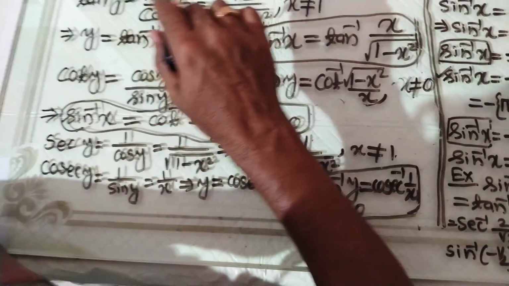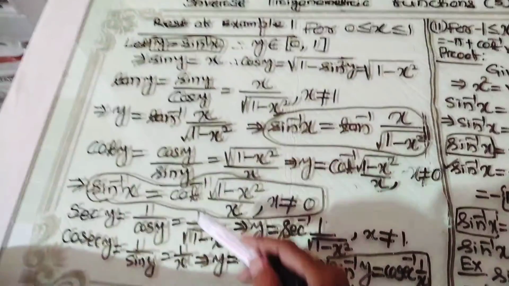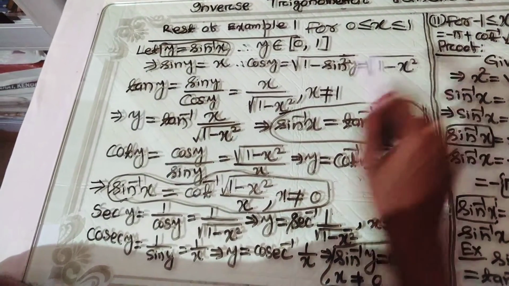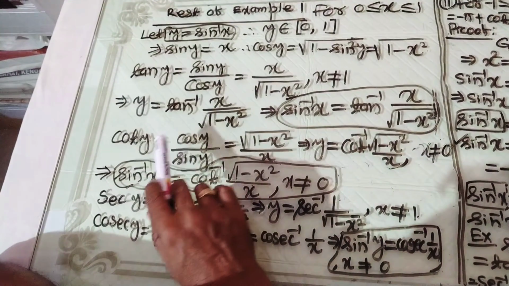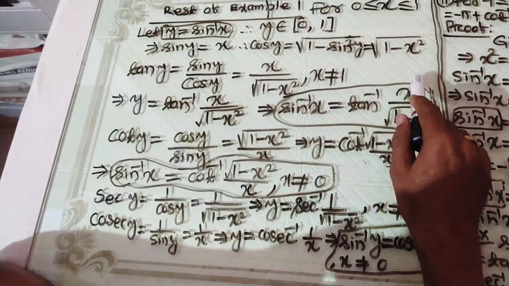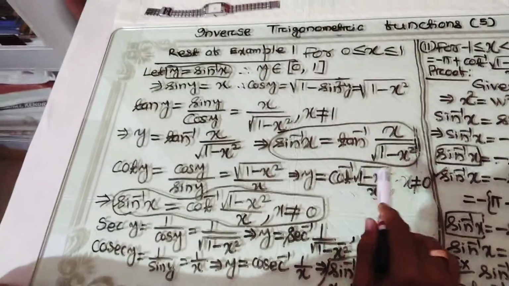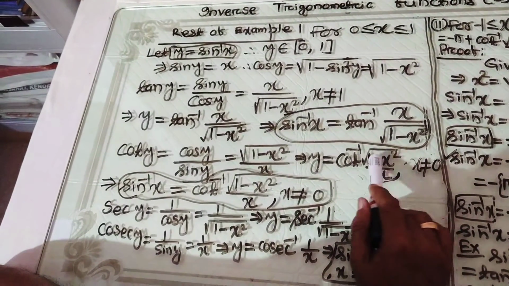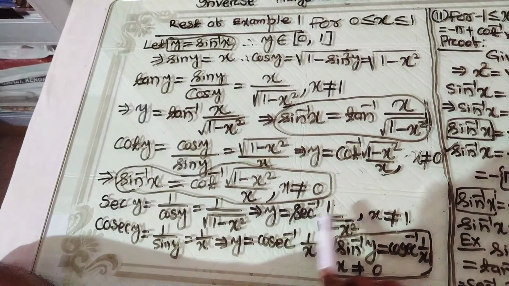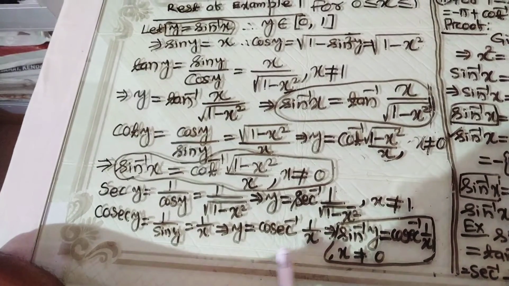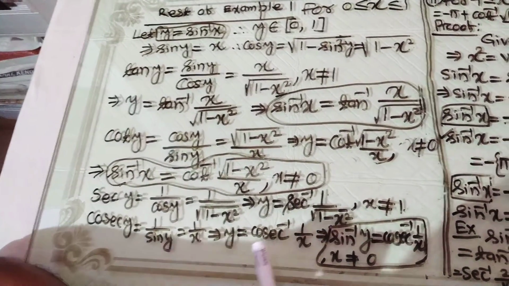So we have discussed sin inverse in terms of other trigonometric functions: cos inverse root over 1 minus x square, and sin inverse x is equal to tan inverse x by root over 1 minus x square, cot inverse root over 1 minus x square by x, sec inverse 1 by root over 1 minus x square, and also cosec inverse 1 by x.